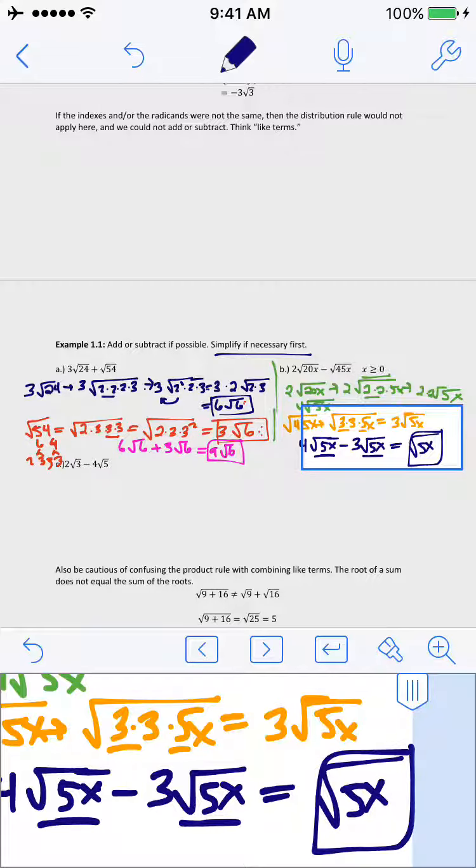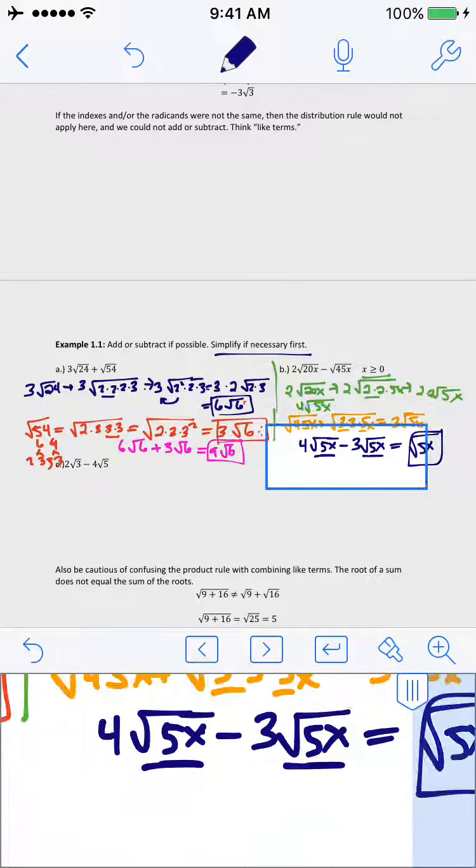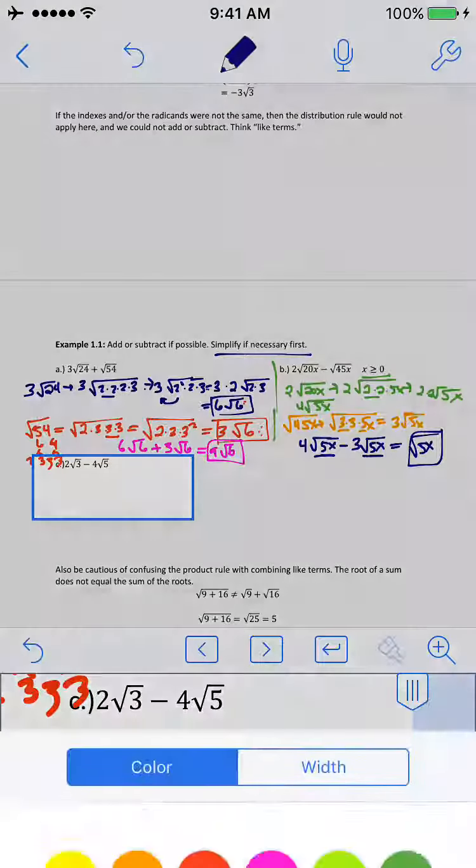They're welcome to have variables, they just have to have the exact same variables, right? Same thing as like terms. Let's do one more.